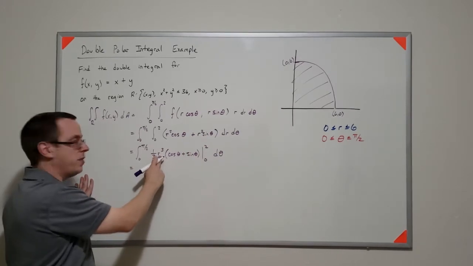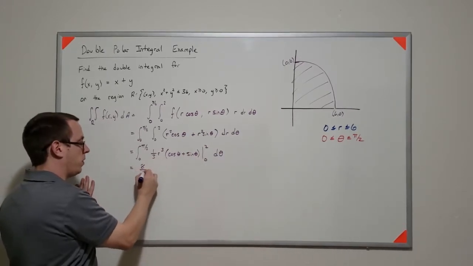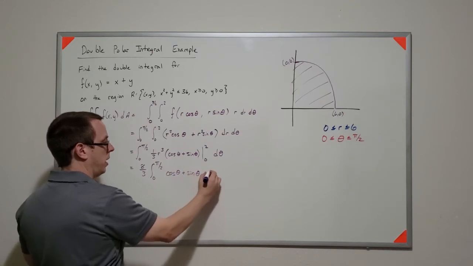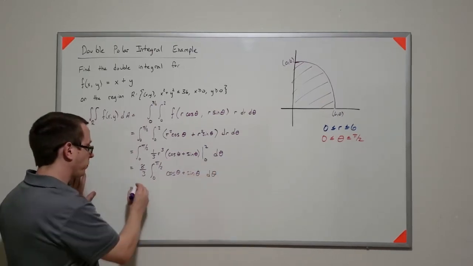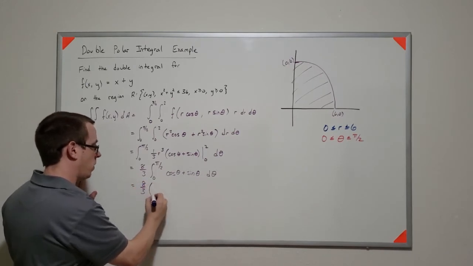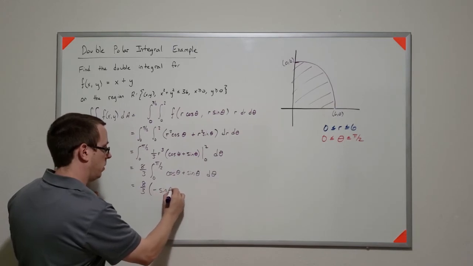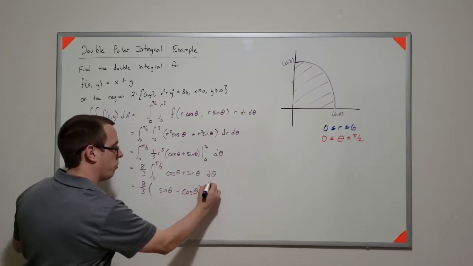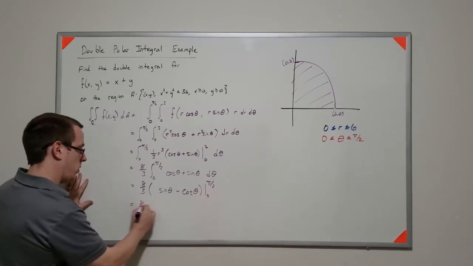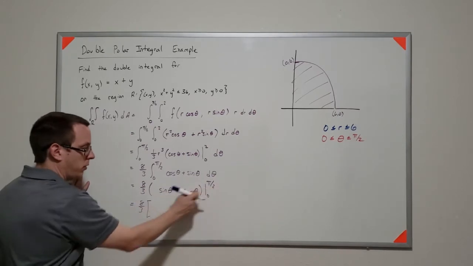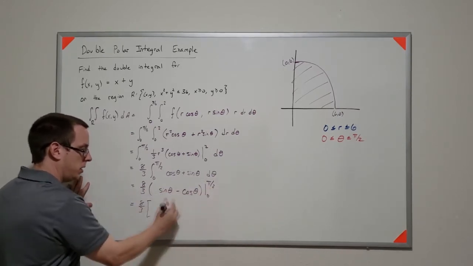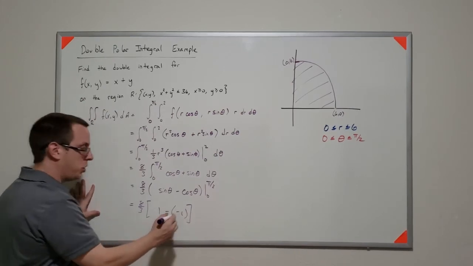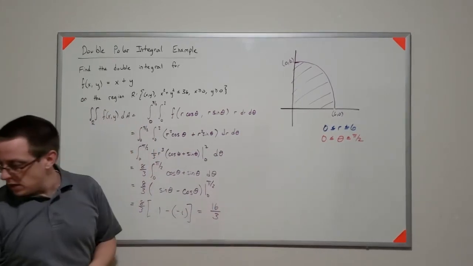When I plug in 2 to this, I get 8/3, and then 0 pulls out. So I end up with 8/3, integral from 0 to pi over 2 of cosine theta plus sine theta d theta. So I get 8/3 times sine theta minus cosine theta, from 0 to pi over 2. Which is 8/3 times: at pi over 2, sine is 1 and cosine is 0, so 1 minus 0, and at 0, negative 1, because cosine of 0 is 1. So that added together is 2, giving 16/3.